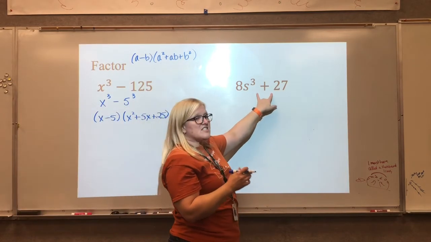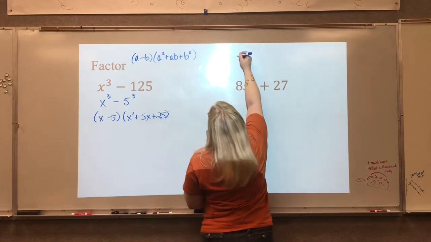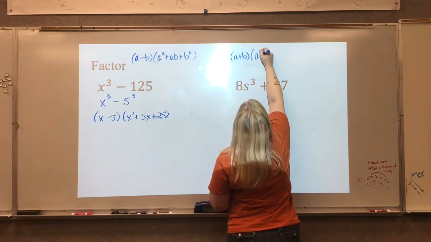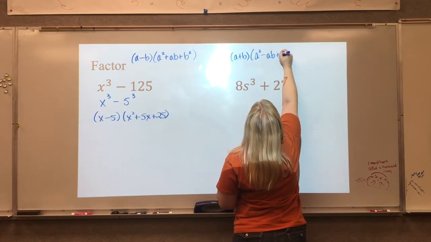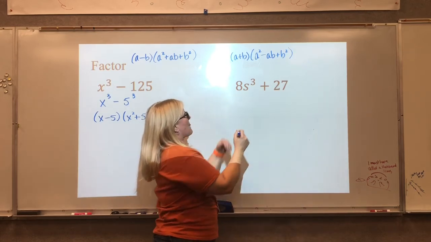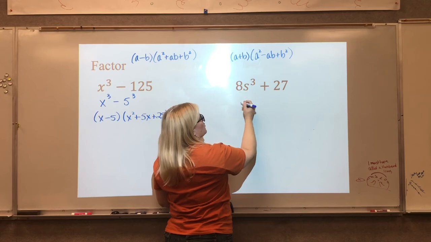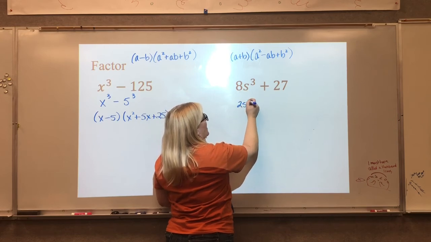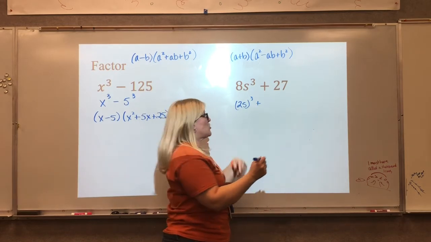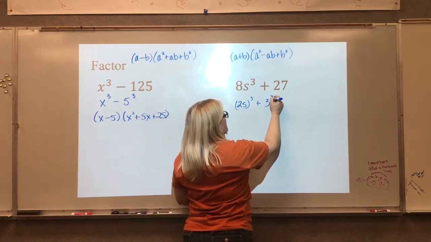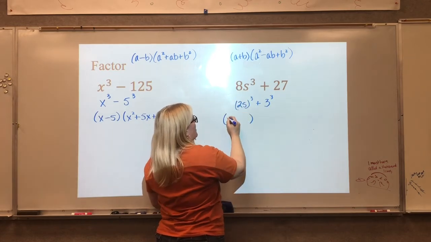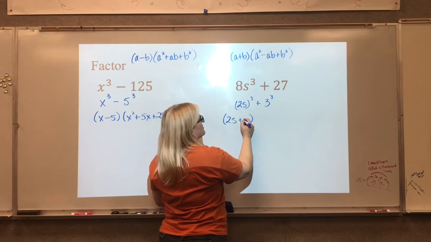Okay, the sum of two cubes is very similar. It's a plus b times a squared minus ab plus b squared. Okay, so this is going to be 8s cubed, which is the same thing as 2s cubed, plus 27 is a perfect cube. That's 3 cubed. So now I put it in my equation there. So I have 2s plus 3.